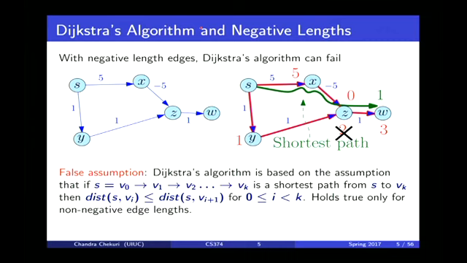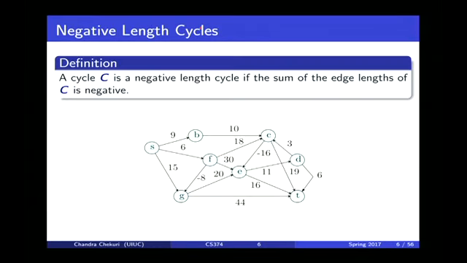Dijkstra's algorithm is predicated on discovering vertices in increasing order of distance from the source. But that means that I have to discover W before X, which is not possible because W is not connected even to S directly. So that's the reason why Dijkstra's algorithm fails. You can't discover vertices in increasing order of distance. So we need to do something else. But there's another problem with negative length edges. Look at this graph.